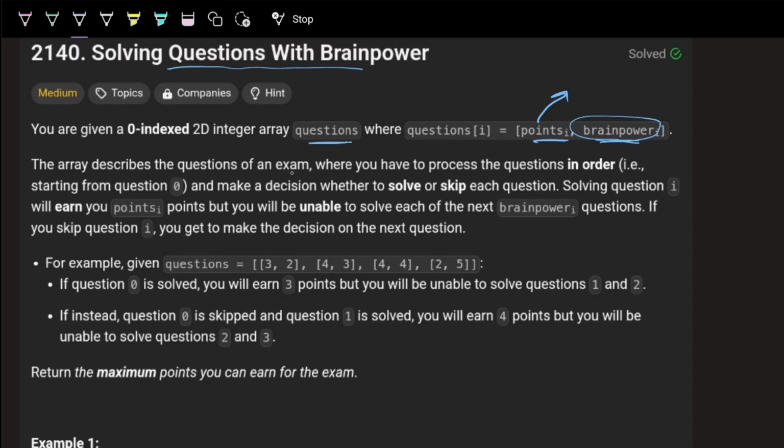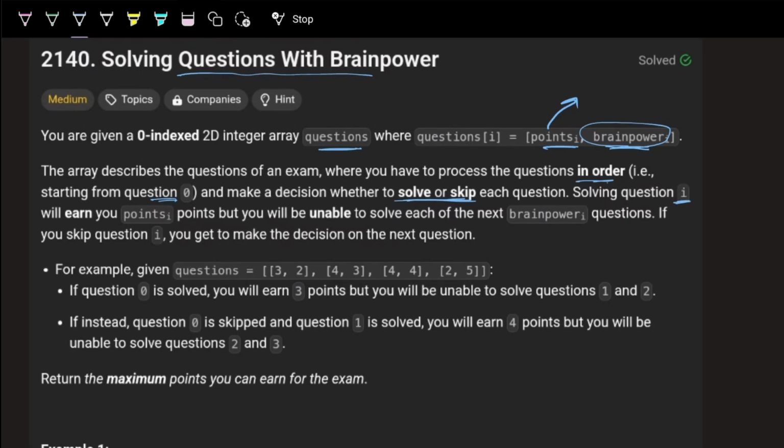So it describes the questions of an exam where you have to process the questions in order, starting from question 0, and make a decision whether to solve or skip. This is the main point. For each question we have the choices, either solve it or skip it. Solving question i will earn you points[i], correct, but you will be unable to solve each of the next brainpower[i] questions.